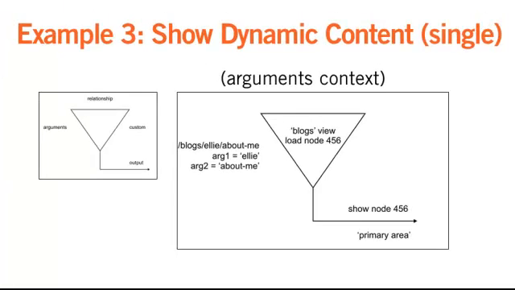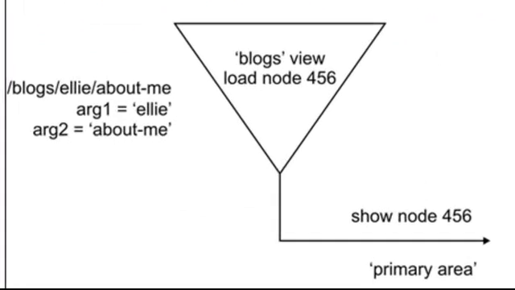Now here's something along the same lines but a bit more detailed. So now the user's drilled down into a specific post, so the path is extended. We now have another argument. It's about me. That would have to be resolved through some mechanism which I won't go into right now to a particular node ID. In this case I'm calling it 456. So another view perhaps can be used in this component to determine what node that is. The output, again I'm showing it in the primary area region, is show node 456.